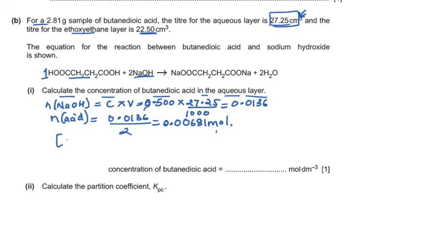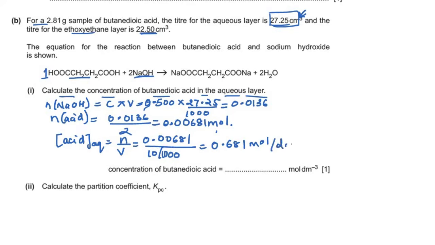Now if we calculate the concentration of acid in the aqueous layer, we need the moles divided by the volume. So the moles we have already calculated is 0.00681, and the volume of the aqueous layer which we had taken was 10. That should again be divided by 1000, and so the concentration of butanedioic acid we get here is 0.681 moles per dm cube. So let's write that here, 0.681 is the butanedioic acid concentration in the aqueous layer only.